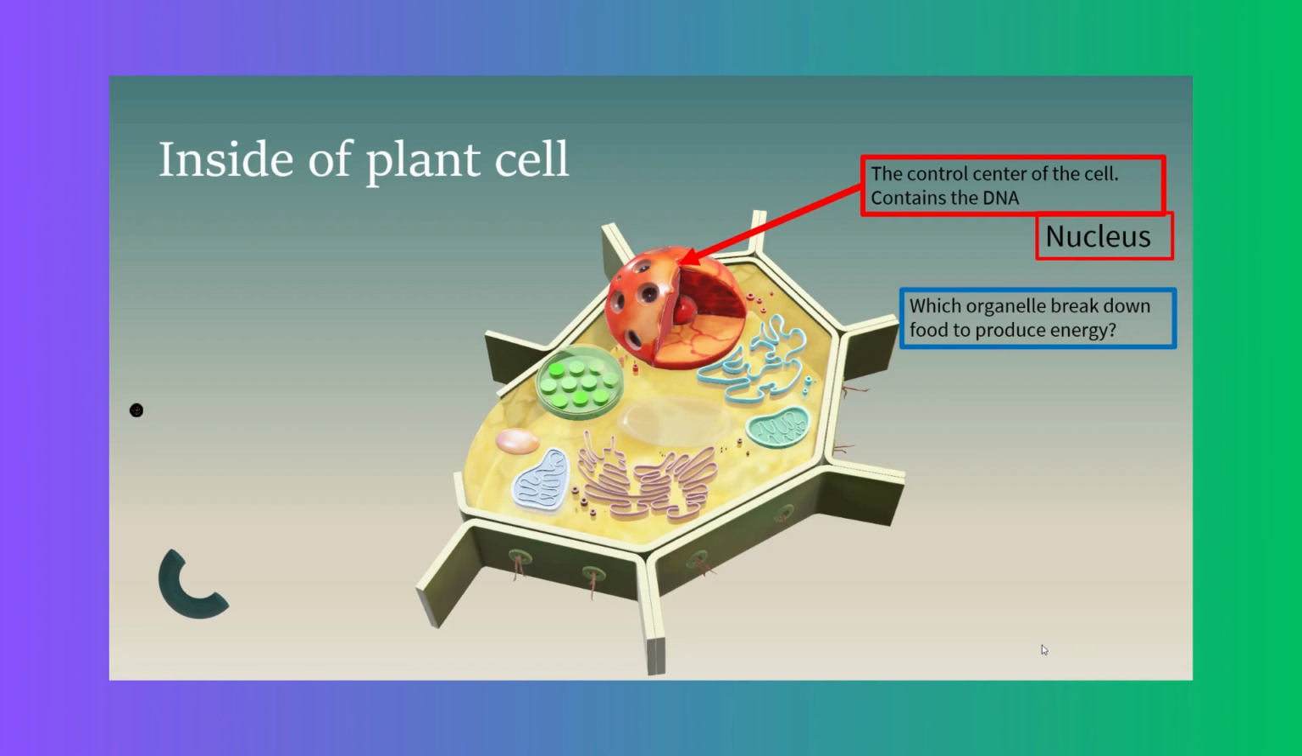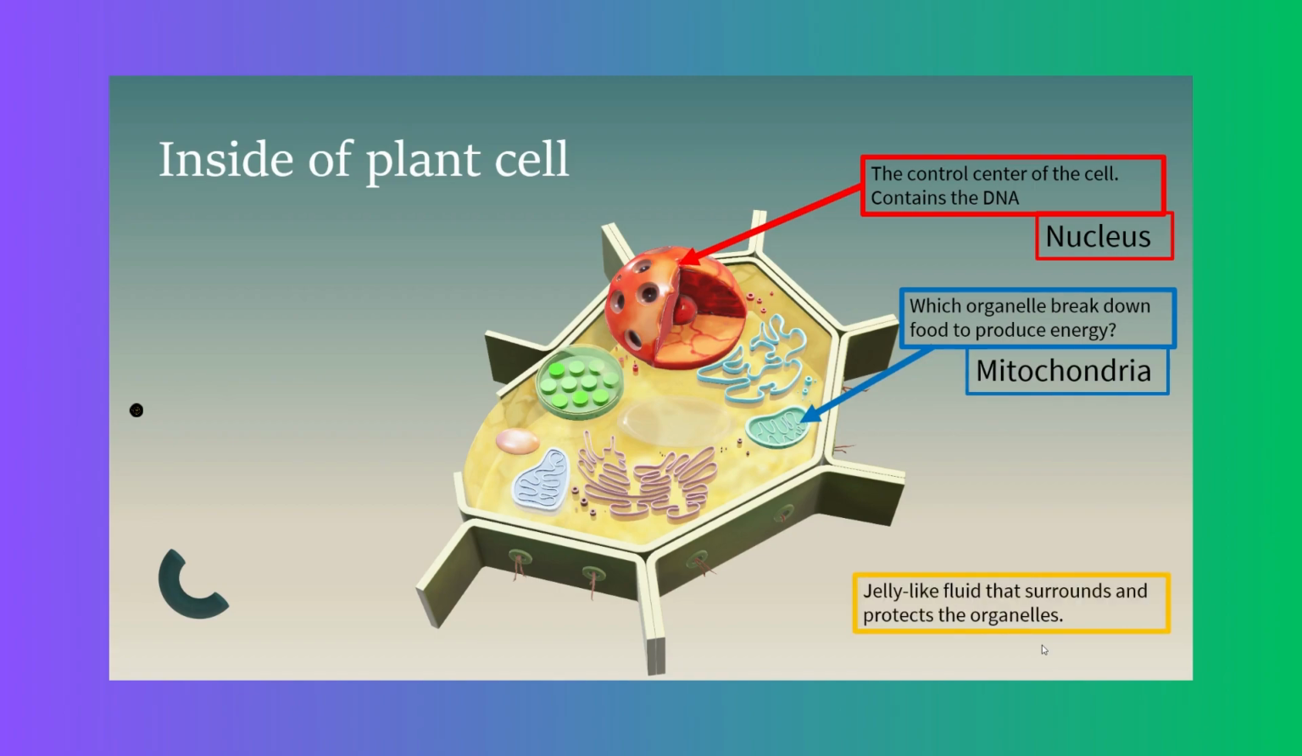Then we have one organelle which needs to break down food to produce energy for the cell. You can also find this organelle in an animal cell, and this reaction is called cellular respiration. The name of the organelle is mitochondria. Then the next one is a jelly-like structure in which different chemical reactions can happen, and it helps move different kinds of organelles inside of the cell. This one you can also find in the animal cell, and the name is cytoplasm.